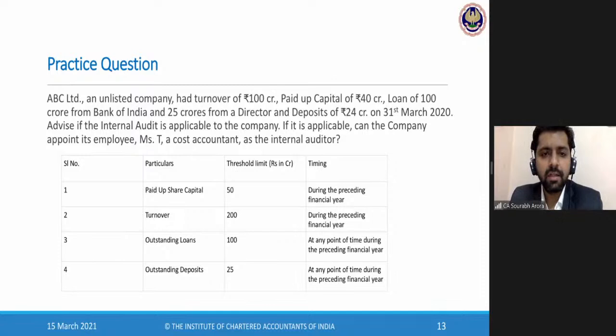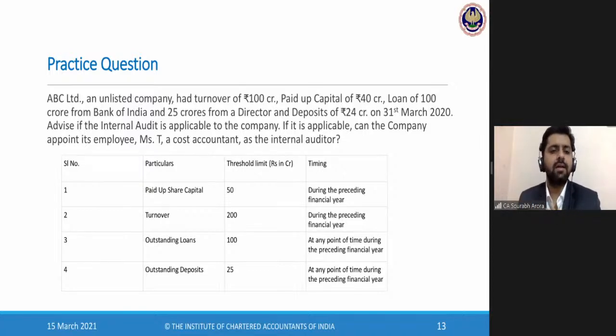ABC Limited, an unlisted company, had turnover of 100 crore rupees, paid up share capital of 40 crore rupees, loan of 100 crores from Bank of India, and 25 crores from a director, and deposits of 24 crore rupees on 31st March 2020. Advise if the internal audit is applicable to the company. If it is applicable, can the company appoint its employee, Miss T, a cost accountant, as the internal auditor?